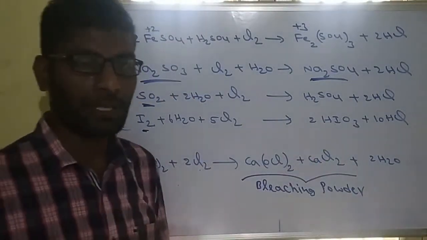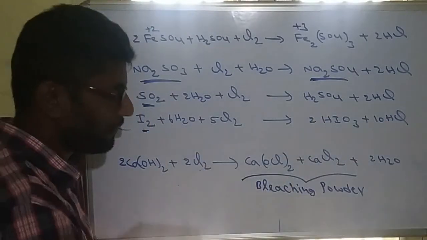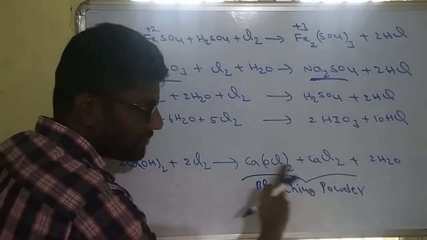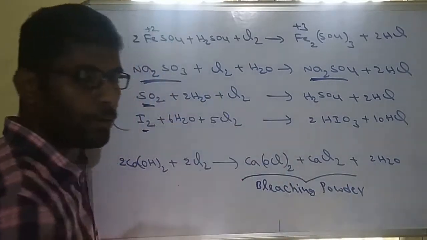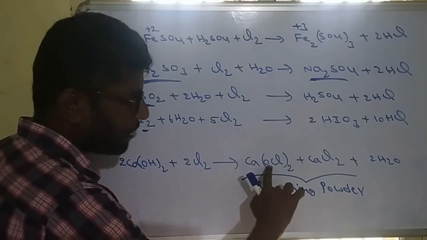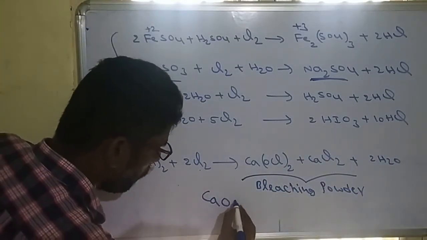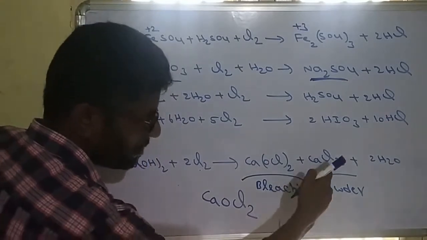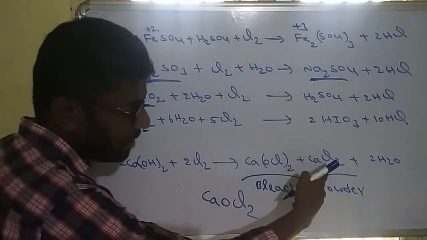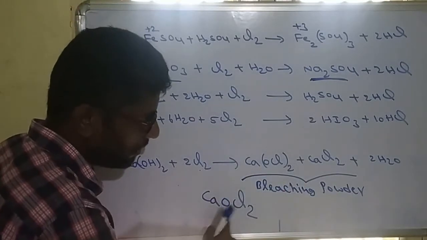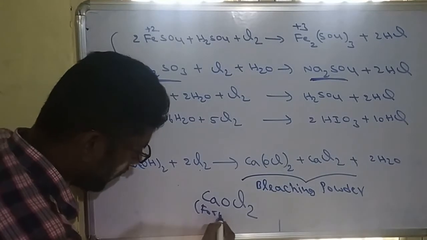Sometimes they will ask the formula of bleaching powder. So what is the difference between composition and formula? Actually, bleaching powder is a mixture of both CaCl2 and Ca(OCl)2. If one oxygen is moved over here, its formula will become CaOCl2. This is also CaOCl2. So one oxygen is going here, and this is called the formula.